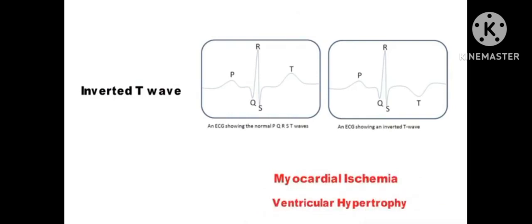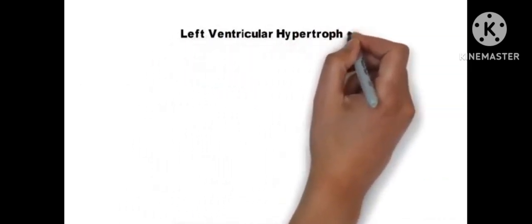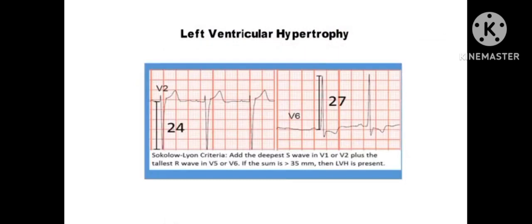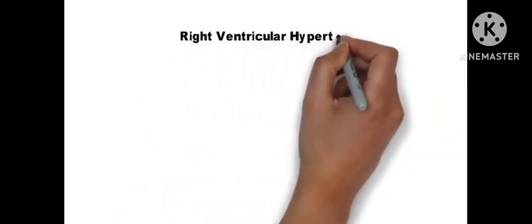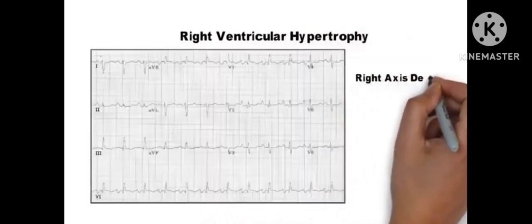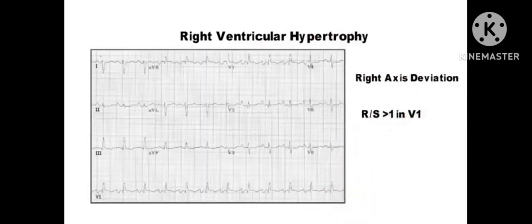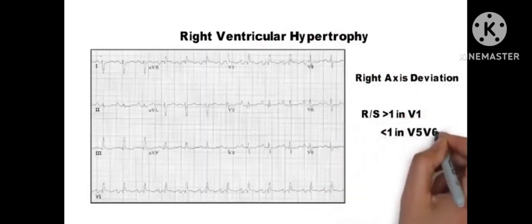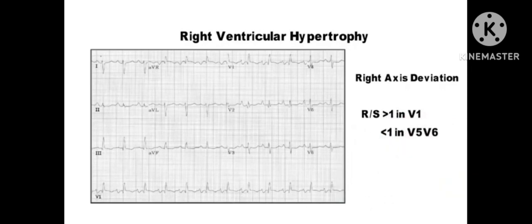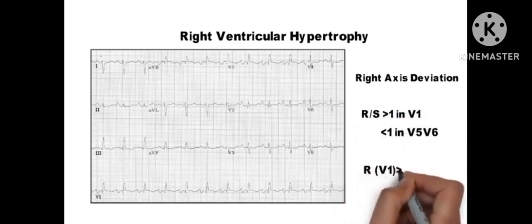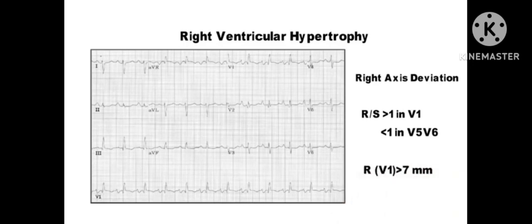Now let's discuss how the ECG looks in hypertrophy. In left ventricular hypertrophy, add the deepest S wave in V1 or V2; if more than 35 mm, then LVH is present. Whereas in right ventricular hypertrophy, there will be right axis deviation, R by S ratio more than 1 in V1 and less than or equal to 1 in V5 or V6, and also R wave in V1 is more than 7 mm. This is the simplest criteria to detect RVH.